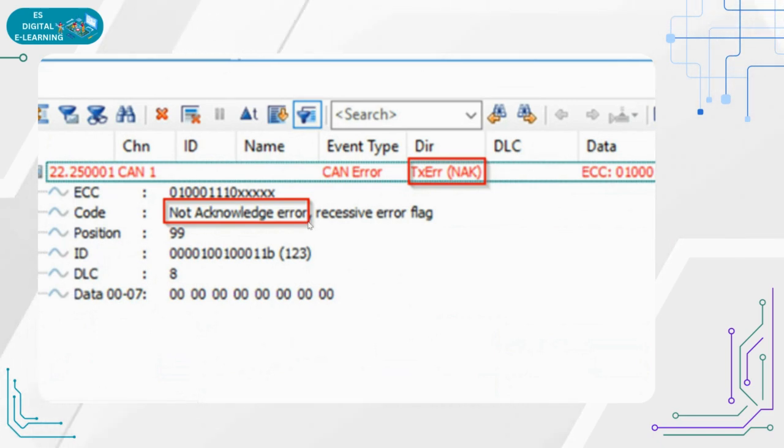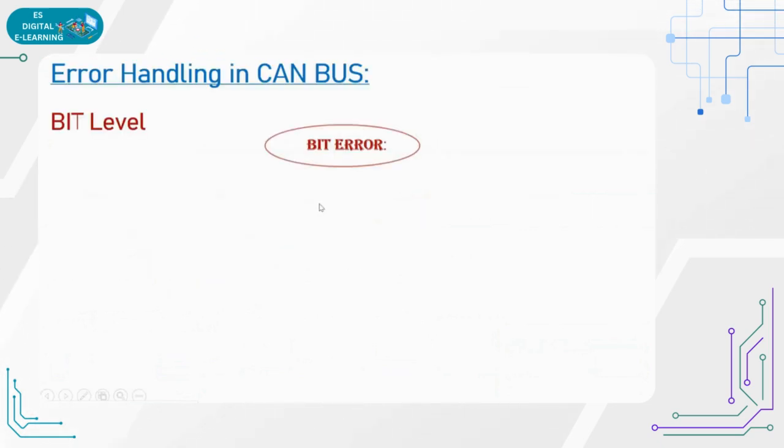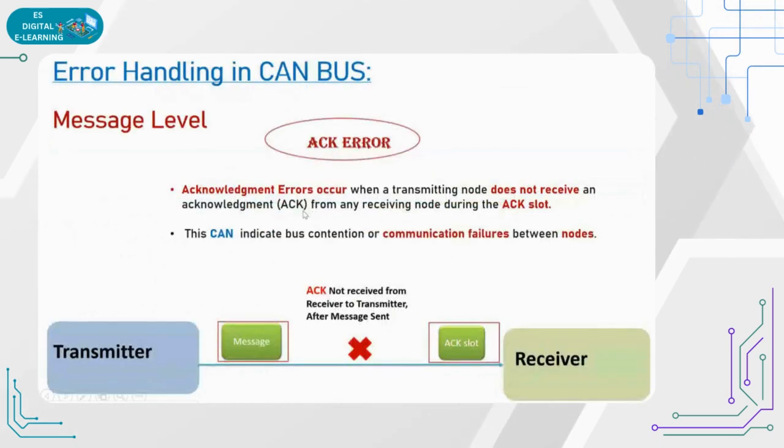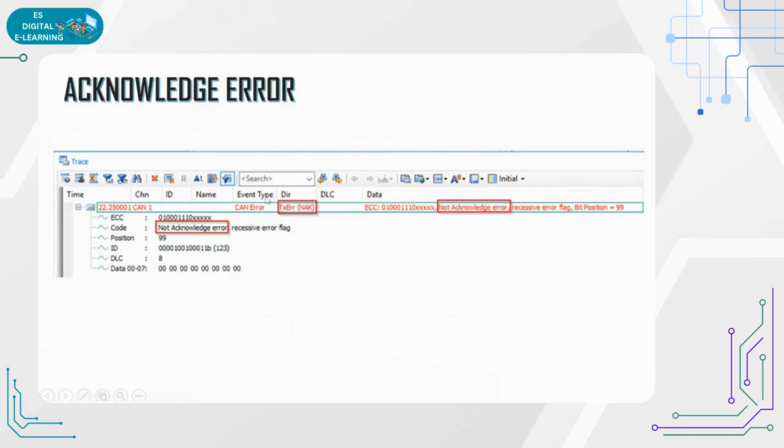Is it clear? So in that trace, CANoe trace window, we will get this type of error. You are able to understand this? What is acknowledgement error? Who will identify the error? And how we are able to trace the error? Okay, is it clear?